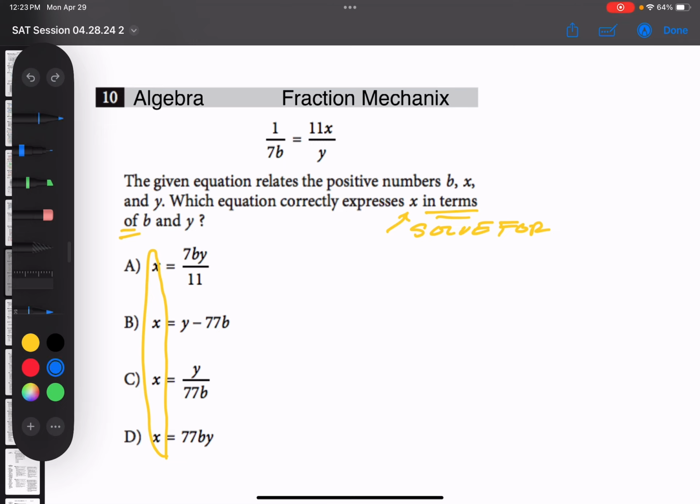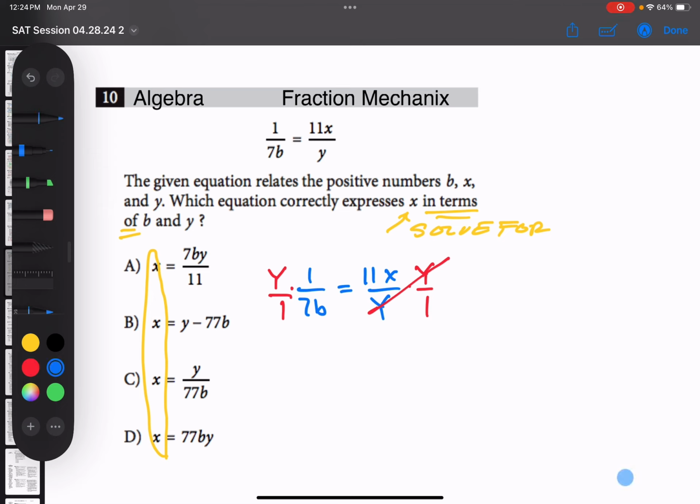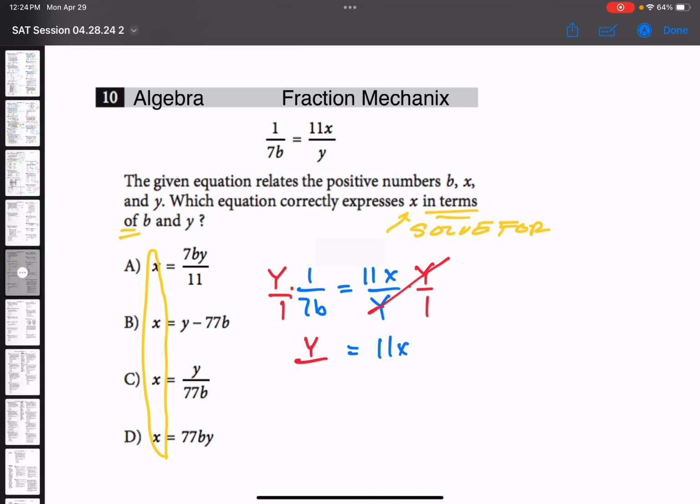All right, let's do this. So I'm going to rewrite the 1 over 7b is equal to 11x over y. So I want to solve for x, which means I'm going to have to get rid of that y. To get rid of that y, my first step is to multiply y over 1 by both sides, and I'm going to multiply that side by y also. So anything you do to one side of the equation, you got to do to the other side. So my y's cancel. That will leave me with 11x is equal to 1 times y, which is just y over 7b.